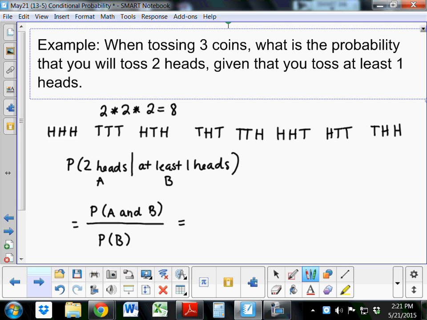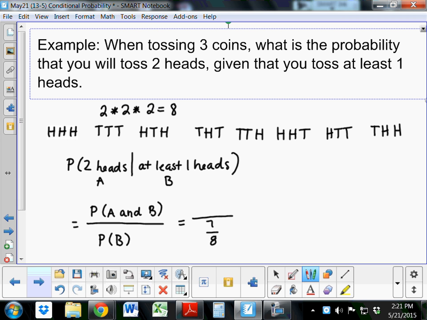Out of these 8 scenarios, how many of them have at least 1 that is heads? 7. At least 1. 7 out of 8. Okay. That is the probability of part B, at least 1 heads, which is what you told me I'm supposed to divide by. It's 7 out of 8. But what about the probability of me getting 2 heads and at least 1 heads?